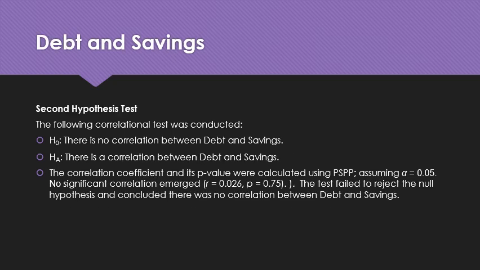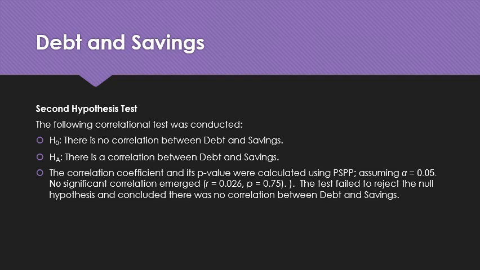Our second hypothesis test, debt and savings. The following correlation test was conducted. The null hypothesis is there is no correlation between debt and savings. The alternate hypothesis is there is a correlation between debt and savings. The correlation coefficient and its p-value were calculated using PSPP.